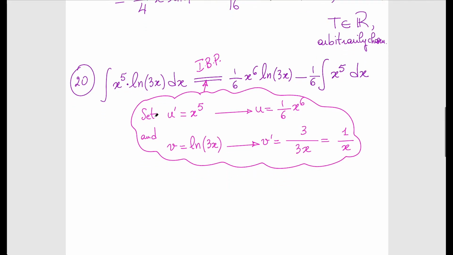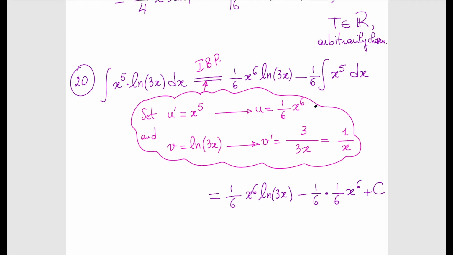Alright, and then this is going to be equal to this guy. You don't have to integrate this anymore. We don't have an integral associated to this. It's 1 over 6 x to power 6 ln of 3x minus 1 over 6 times the primitive of x to power 5 dx. What's the primitive of x to power 5? It's very much like this here. So it's 1 over 6 x to power 6 plus a new constant of integration.